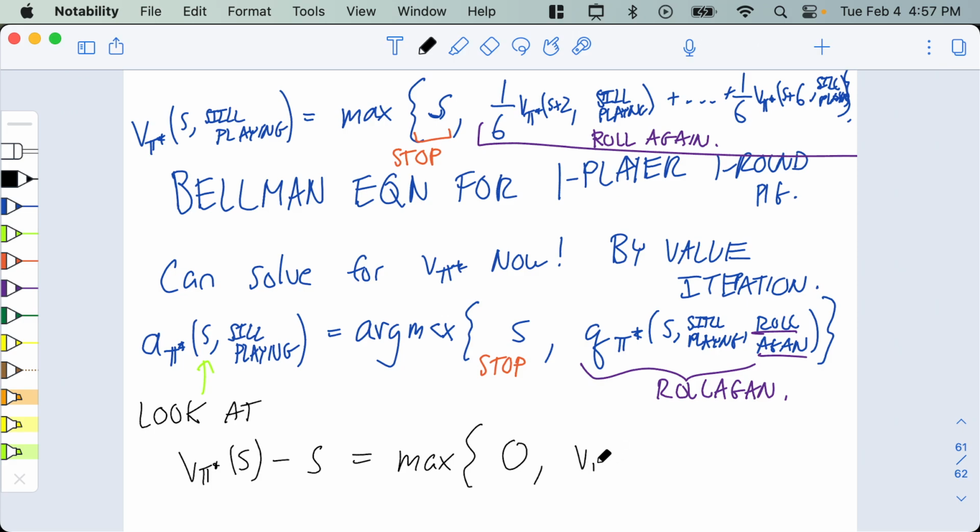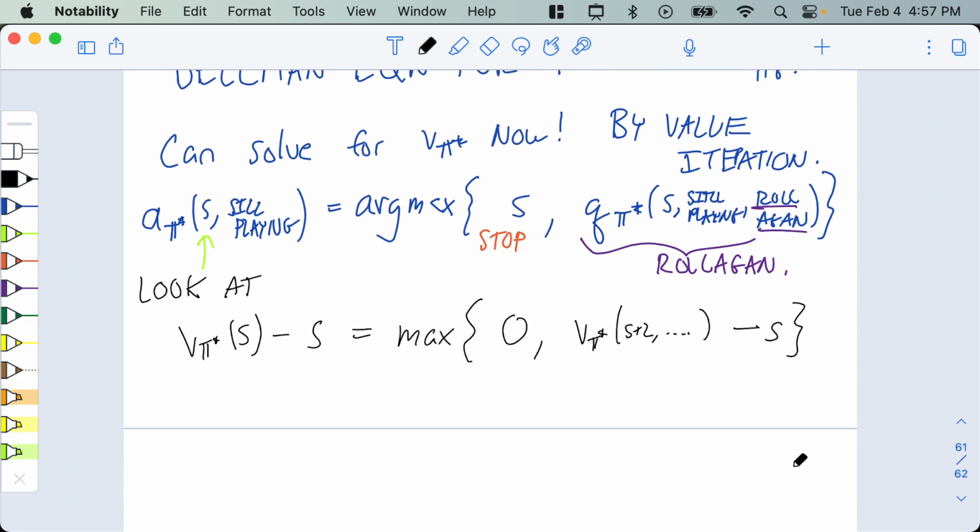Let's say V pi star of S plus 2 minus S. And what will happen is when this number is positive, then you should roll again. When this number is 0, you stop. If this is a negative number, then that means that rolling again is better. So actually, this is all totally equivalent to, let's say it this way.